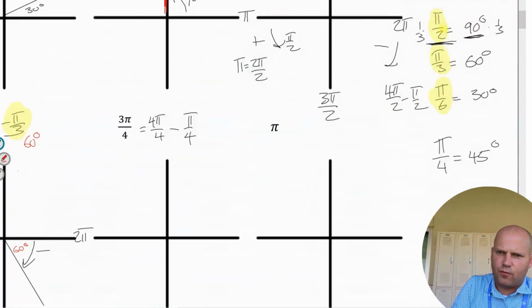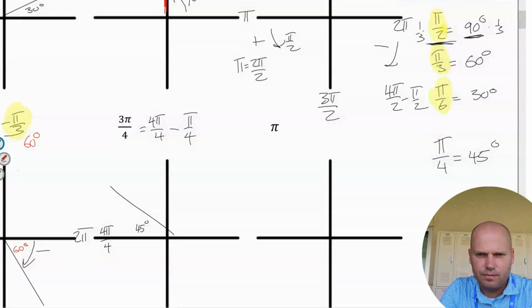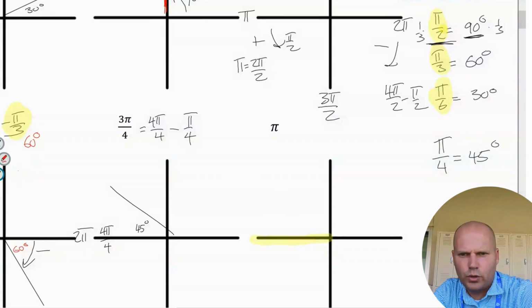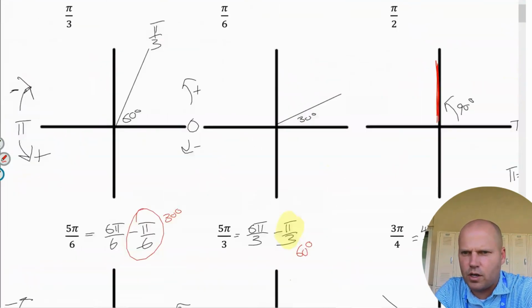So here is 4 pi over 4. Subtract a pi over 4, 3 pi over 4. 45 degrees away in the second quadrant. Pi is at 180. There it is. We'll talk about the extremes later in the homework.